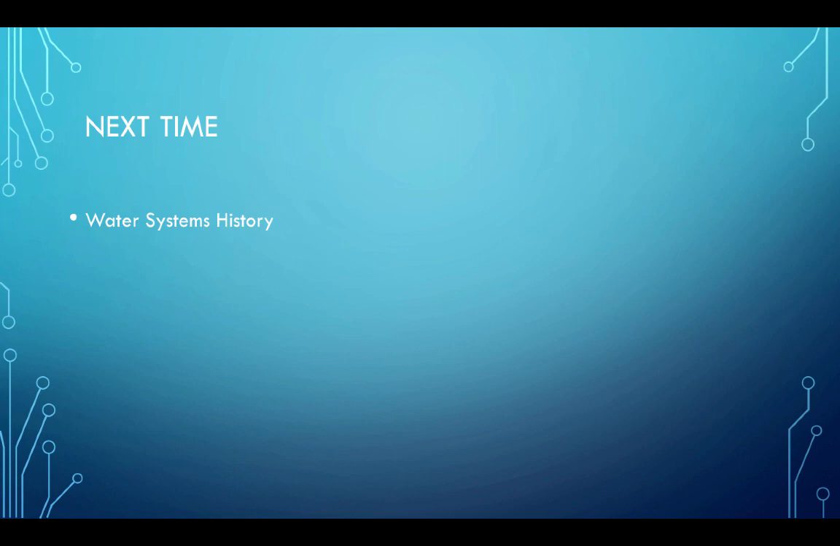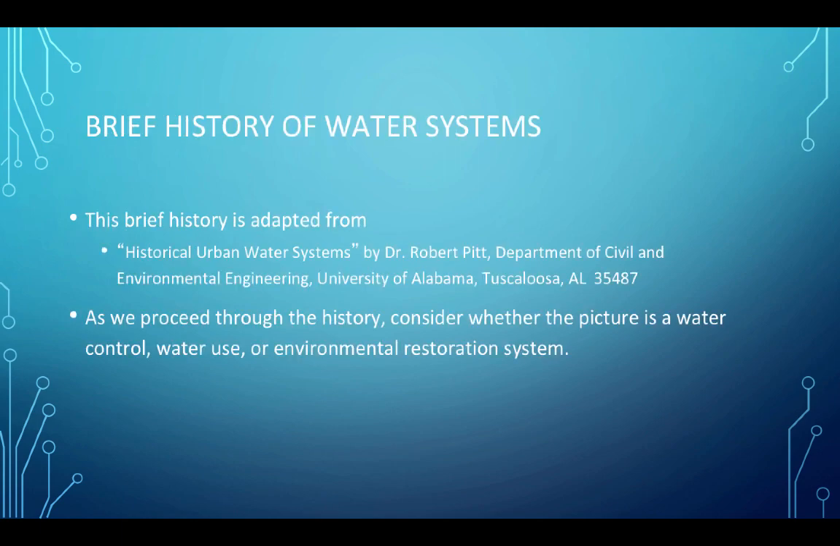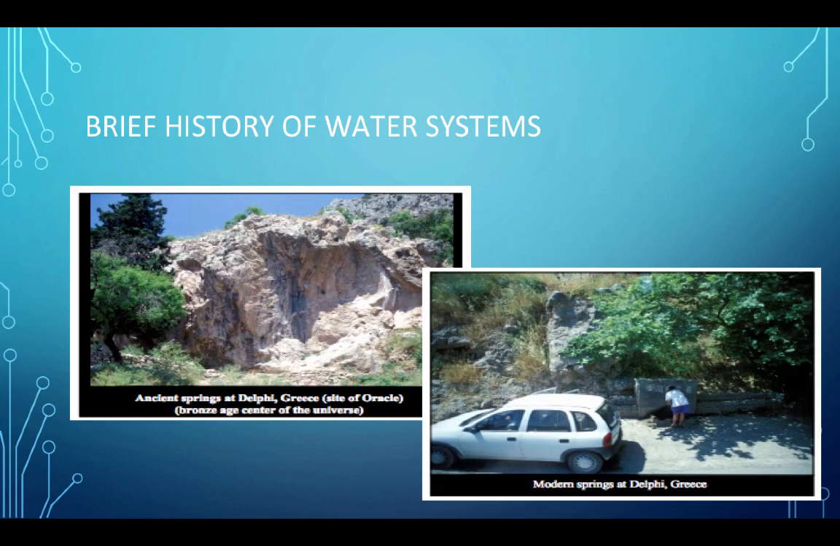This next section is a little history of water systems of interest. It's adapted from Historical Urban Water Systems created by Dr. Robert Pitt at the Department of Civil Environmental Engineering, University of Alabama, Tuscaloosa, Alabama. It must be 10 or 15 years old that he did this as part of one of his classes, similar title. As we proceed through the history, consider whether the picture is a water control, water use, or environmental restoration system.